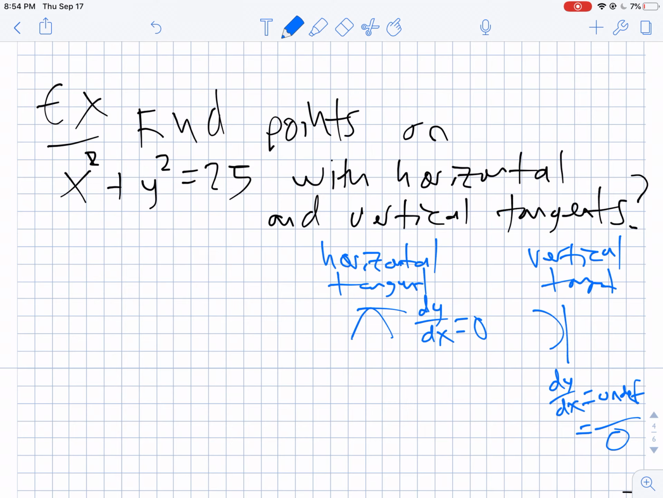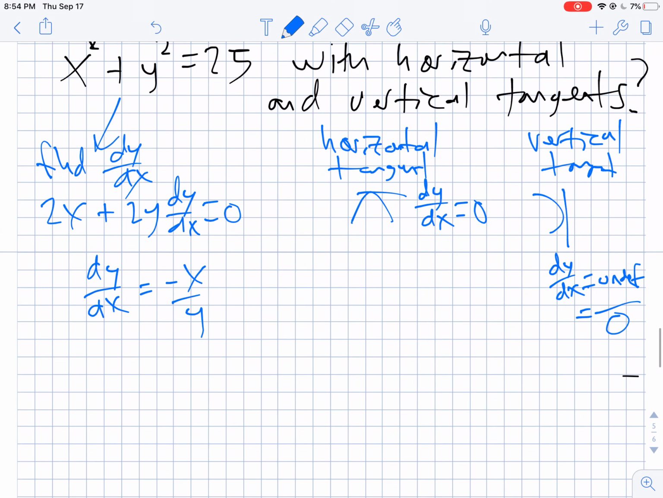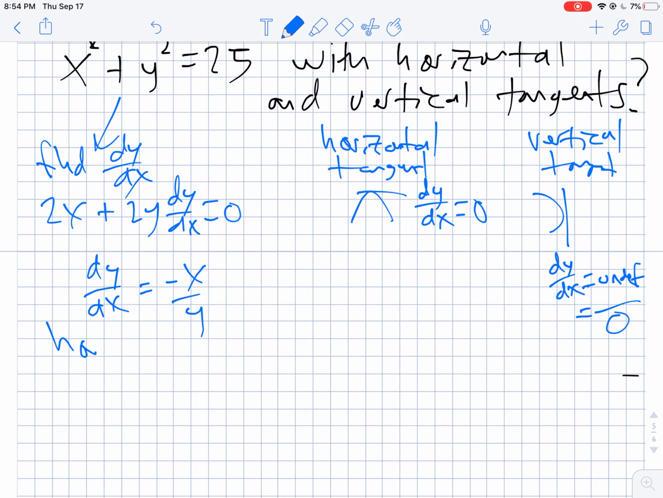So here's how we're going to solve these problems. The first thing, of course, is to find dy/dx. Well, we actually did this problem earlier, so it's 2x plus 2y dy/dx equals 0. So your dy/dx is equal to negative x over y. All right, so if you need horizontal tangents, again, a horizontal tangent is when my dy/dx equals 0. So negative x over y equals 0.